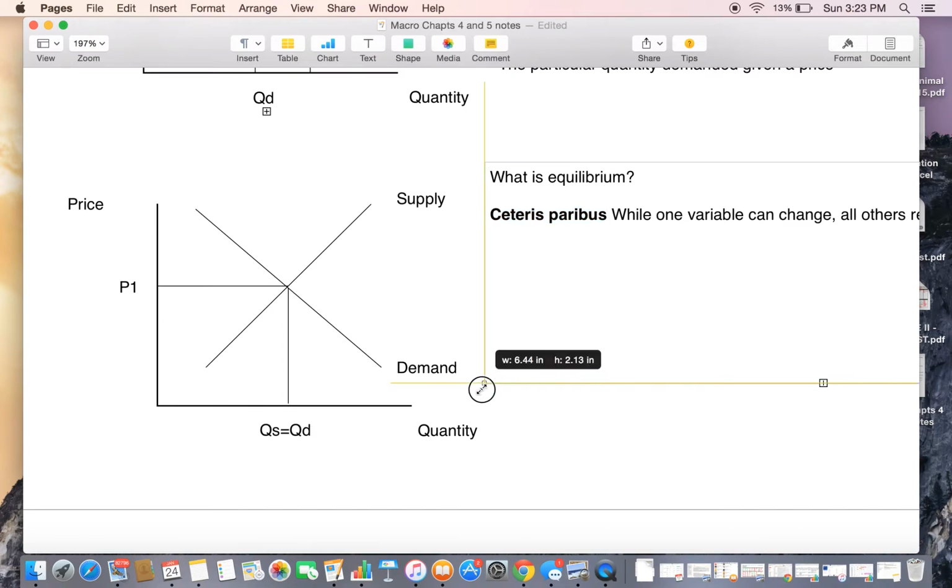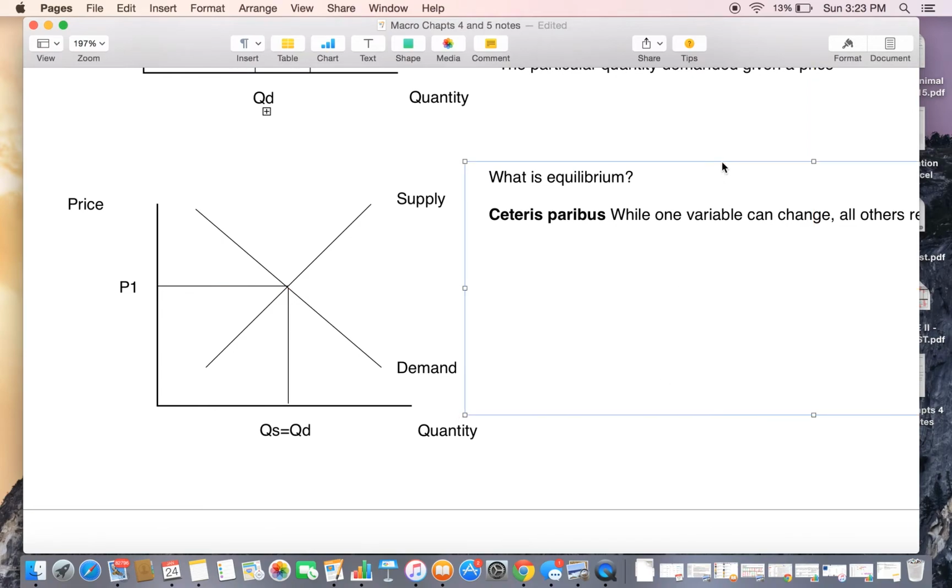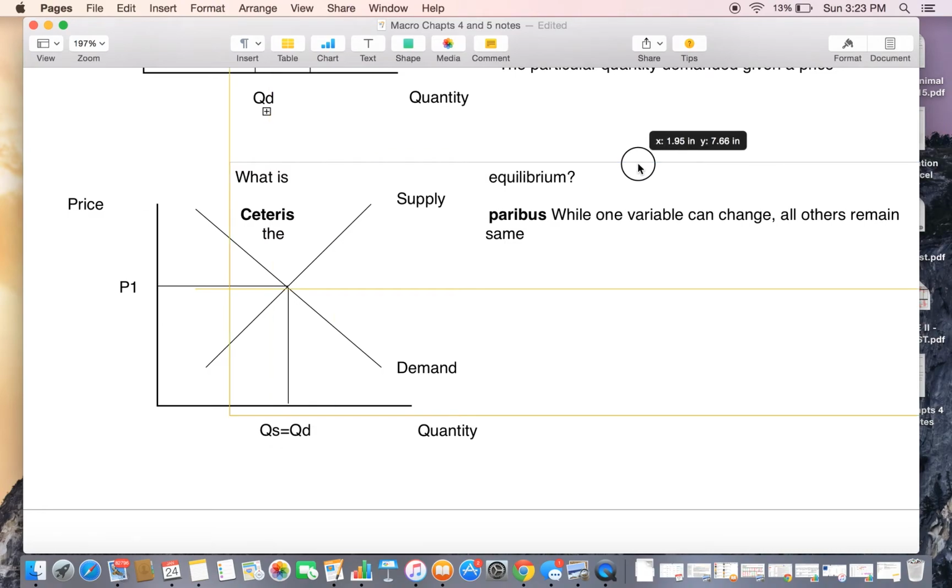And I'm sort of going off the page here, so let me pull that back onto the page. Oops.